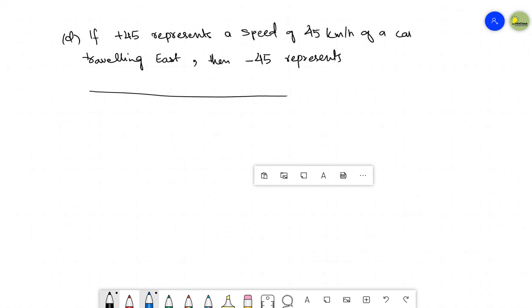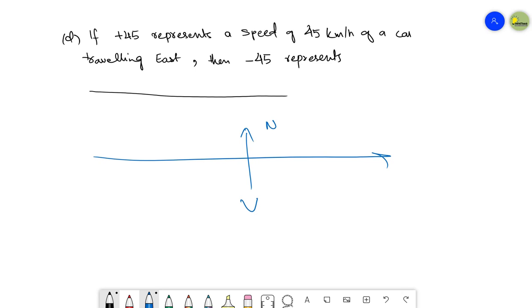In this last blank, it is said that plus 45 represents a speed of 45 kilometers per hour of a car that is traveling east. We know that we have four different directions: north, south, east, west. So if my car is traveling towards east like this, it is moving in this direction towards east with how much speed? Plus 45.